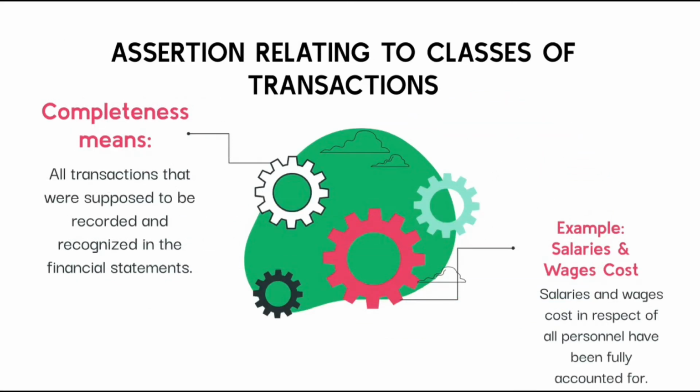The first assertion is assertion relating to classes of transactions. Completeness means all transactions that were supposed to be recorded and recognized in the financial statements. For example, salaries and wages costs. Salaries and wages costs in respect of all personnel have been fully accounted for.